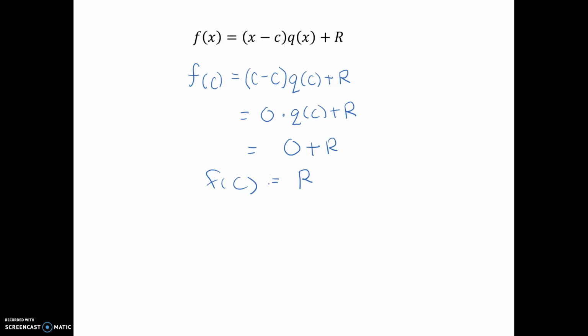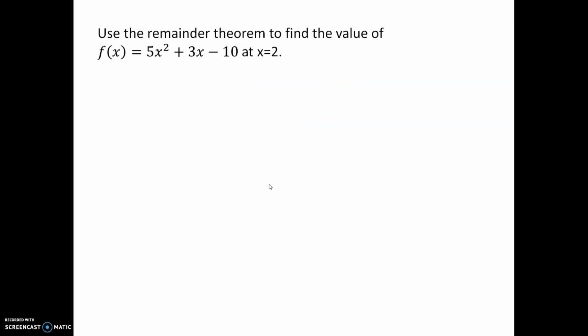Okay, so now we're going to do a couple of examples, one in each direction, because this equality can be looked at either from the remainder side or the value side. So here's our first question. It says use the remainder theorem to find the value of f of x at x equals 2. Normally your instincts when you see find the value automatically go to substitute in. However, because we're using the remainder theorem, what we want to do specifically is find the remainder.